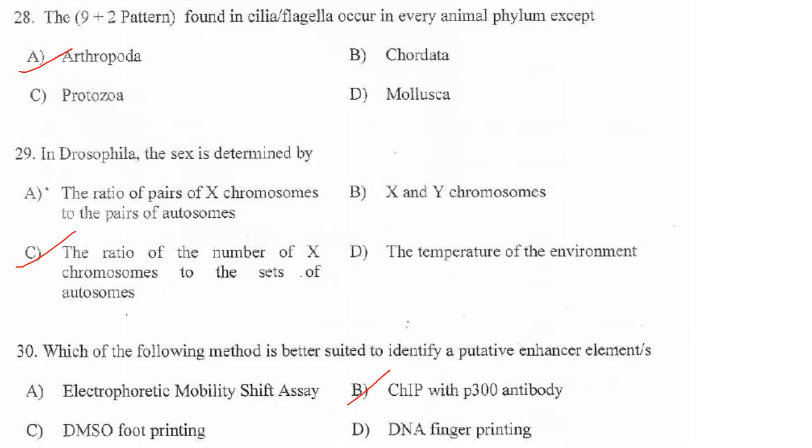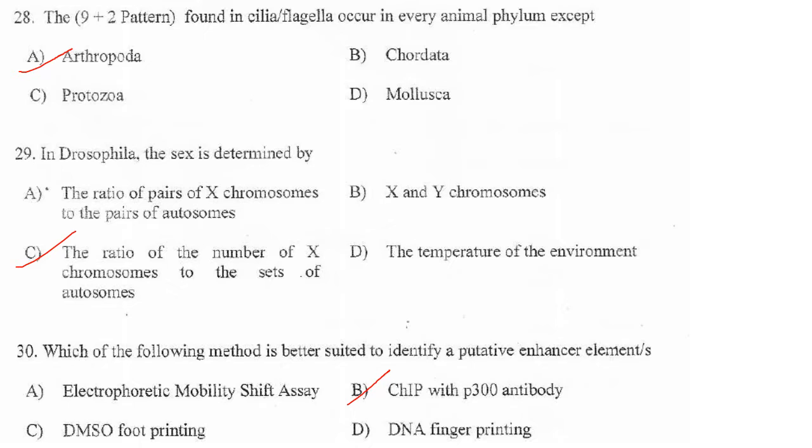Then, in Drosophila, the sex is determined by. So this is a usual question. Either they ask it directly as what has been asked here or in a different way. So it is the ratio of the number of X chromosomes to the sets of autosomes. Answer is option C.